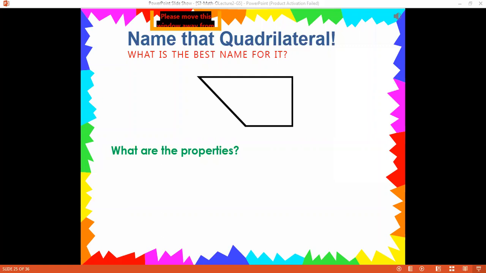Miss? What do you think this shape is? This quadrilateral is? Is it a square? Is it a rectangle? Miss, I can't hear you. I can't hear you, Miss. Mute yourself. Miss, can I answer?